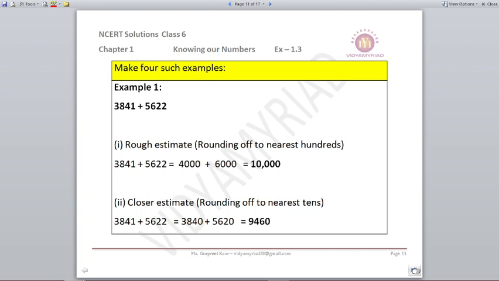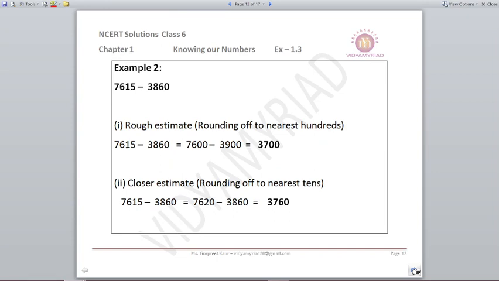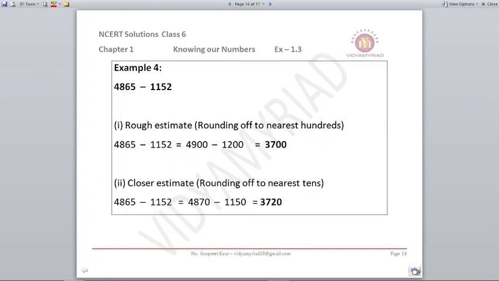Make 4 such examples. You can choose any 4-digit or 5-digit number, whatever you feel like, addition or subtraction. You have to convert it to the nearest hundreds and then to the nearest tens. On solving, get the required answer. You can choose any combination of numbers which you want. I am just showing it for your convenience that you have to take 4 examples accordingly.